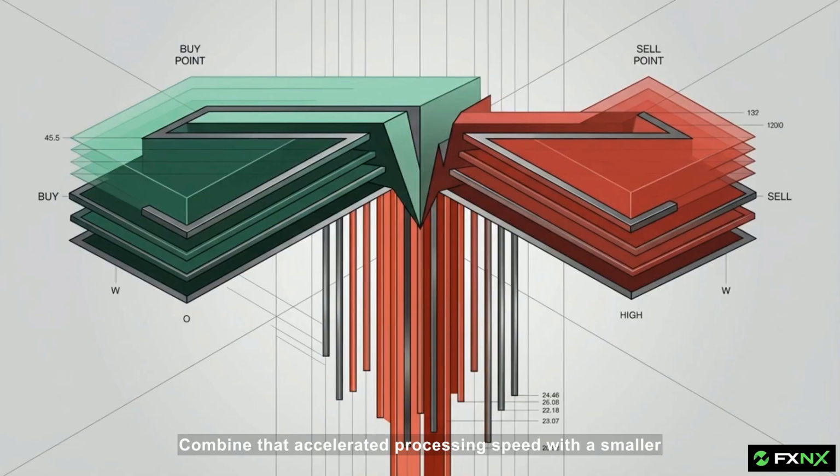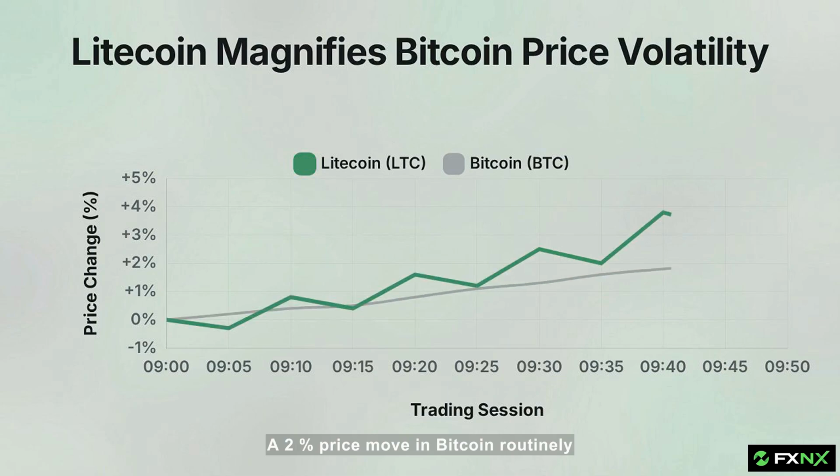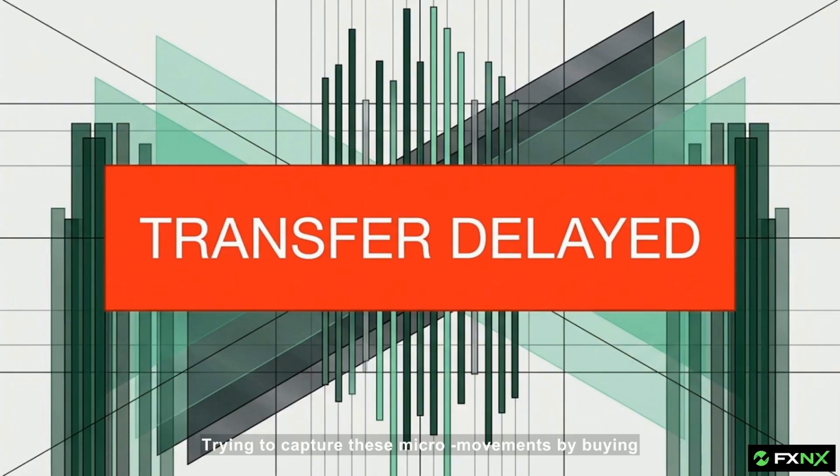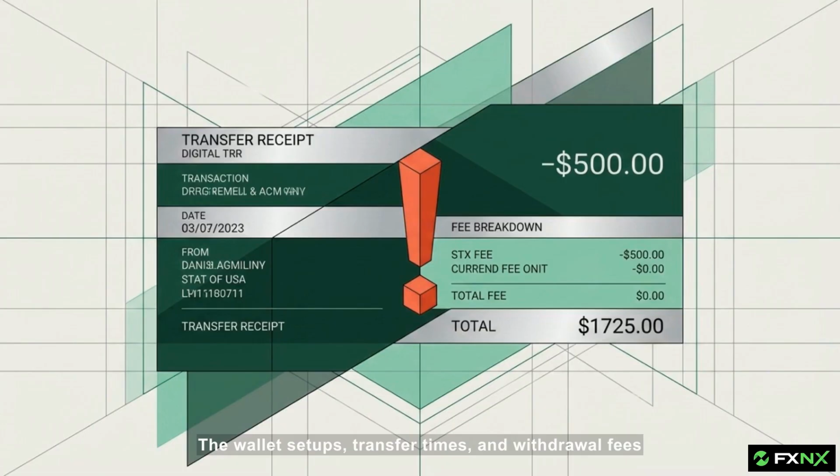Combine that accelerated processing speed with a smaller total market cap, and you get an asset that reacts aggressively to volume. A 2% price move in Bitcoin routinely triggers a 4 to 5% move in Litecoin. Trying to capture these micro movements by buying and transferring actual coins on a standard crypto exchange introduces friction. The wallet setups, transfer times, and withdrawal fees immediately consume the very small profit margins you are trying to capture.